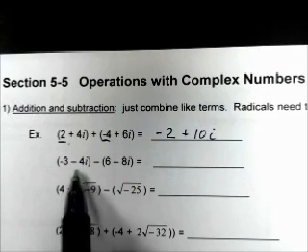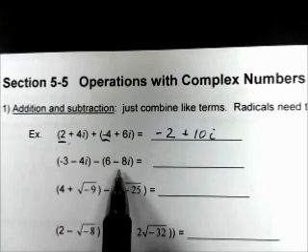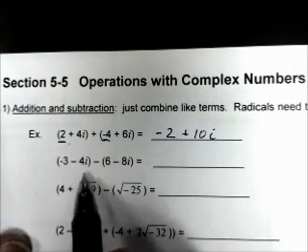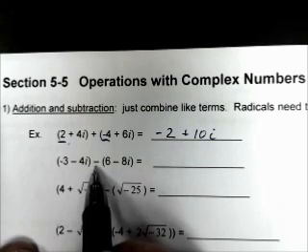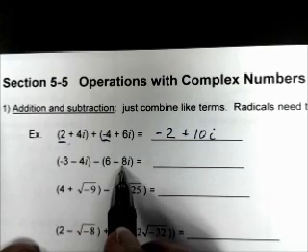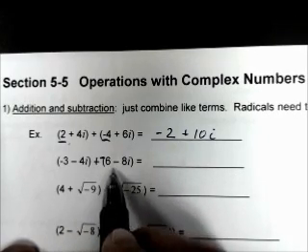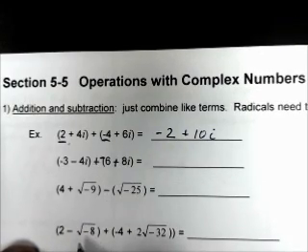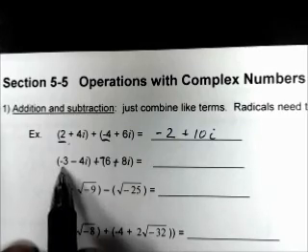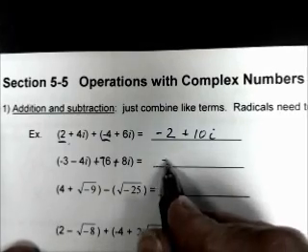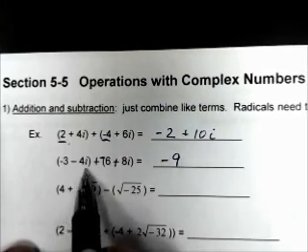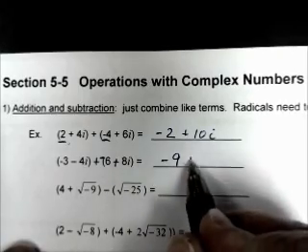Next, negative 3 minus 4i subtracts 6 minus 8i. Okay, so we do have to change the subtraction to addition and change the sign of everything that follows. So this would be plus negative 6 plus 8i. And now combine like terms. Negative 3 and negative 6 is negative 9. Negative 4i and positive 8i is positive 4i.